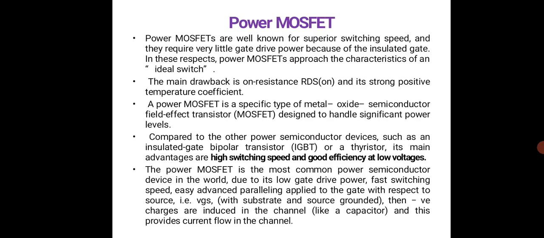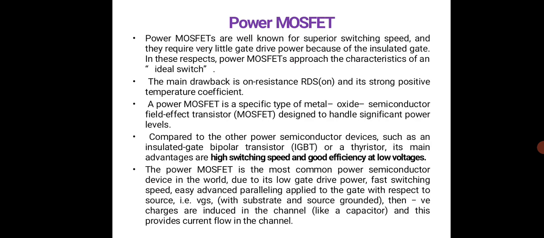A power MOSFET is a specific type of metal oxide semiconductor field effect transistor, which is MOSFET, designed to handle significant power levels. Compared to other semiconductor devices such as an insulated gate bipolar transistor, shortly an IGBT, or a thyristor, its main advantages are high switching speed and good efficiency at low voltages. The power MOSFET is the most common power semiconductor device in the world due to its low gate drive power, fast switching speed, and easy advanced paralleling.